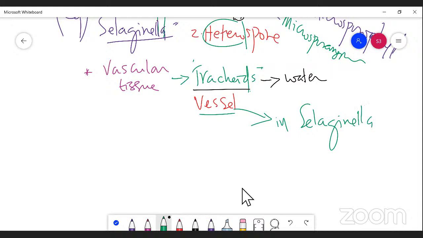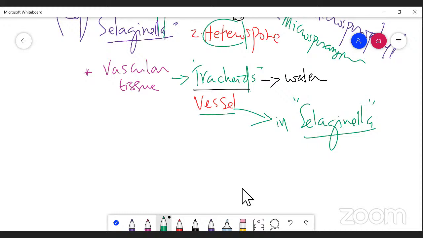My dear students, Selaginella is a pteridophytic plant in which water conduction takes place by the presence of vessels. Vessel is the chief water conducting tissue in all angiospermic groups, but here it is also reported as a water conducting tissue in Selaginella. Generally, Selaginella belongs to the pteridophytic category, in which tracheids must be there, but instead a vessel is specially formed for conduction of water.